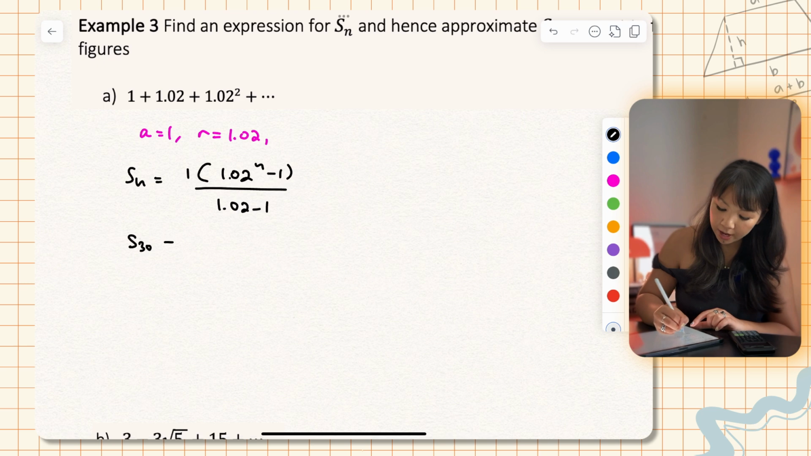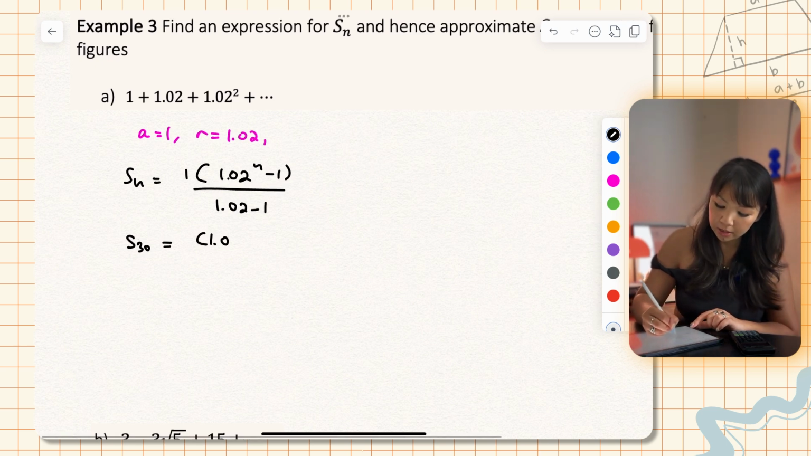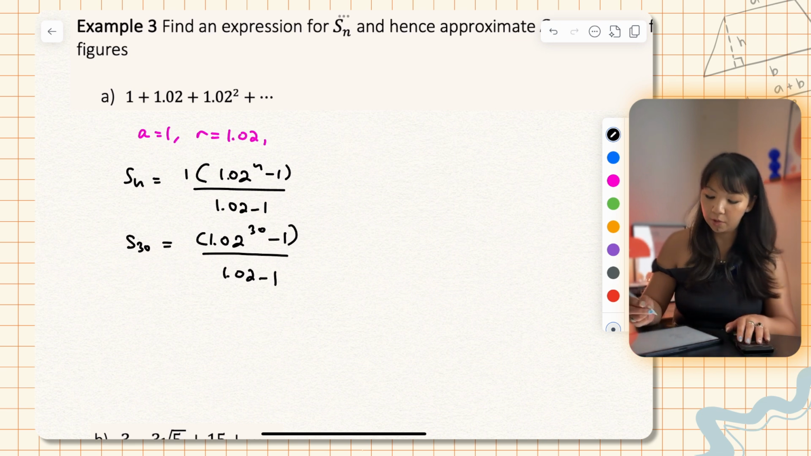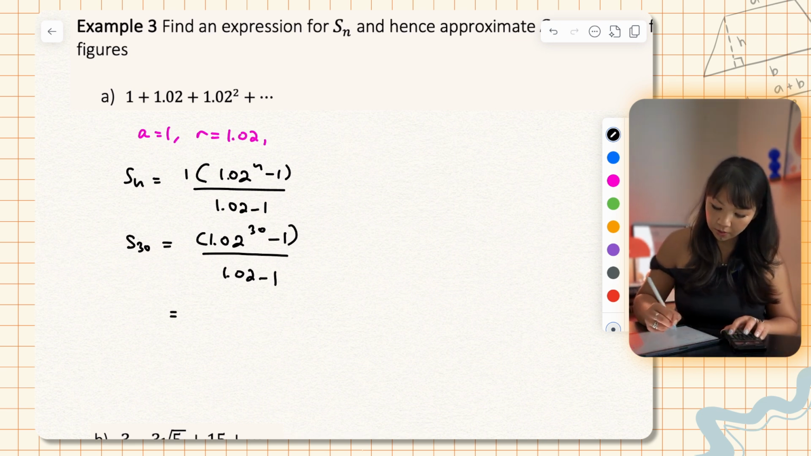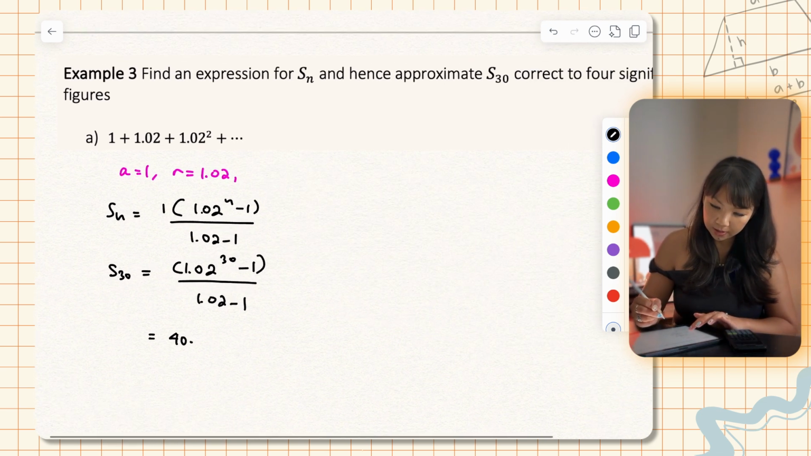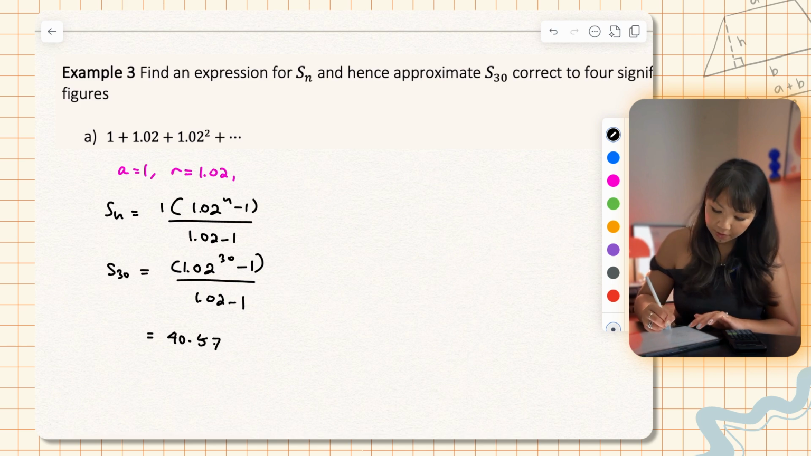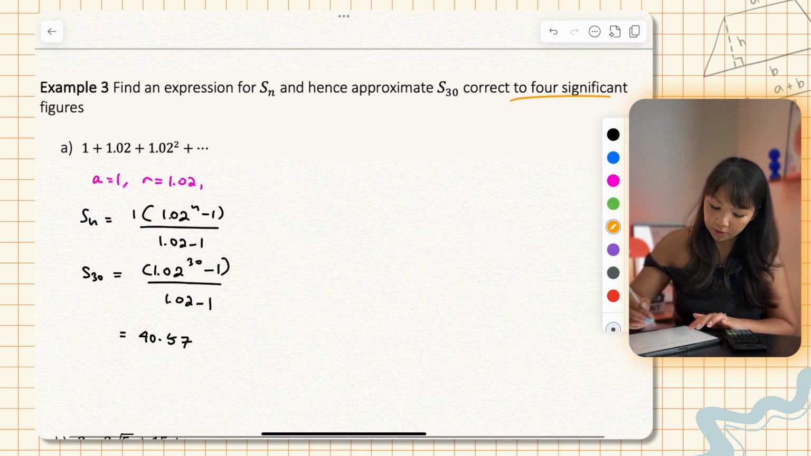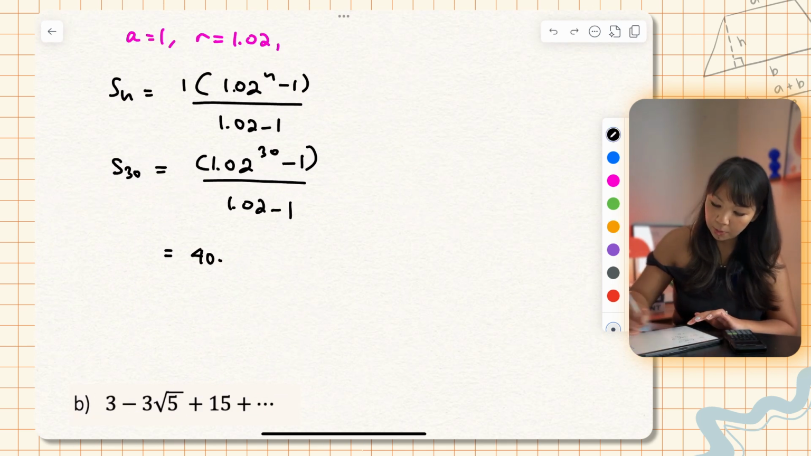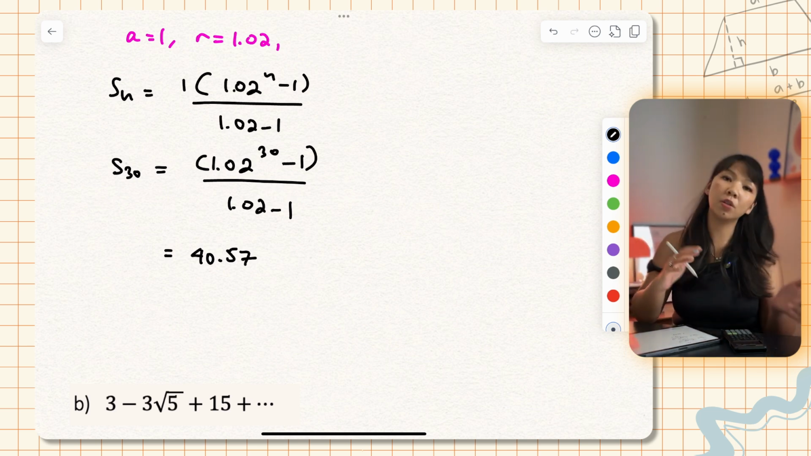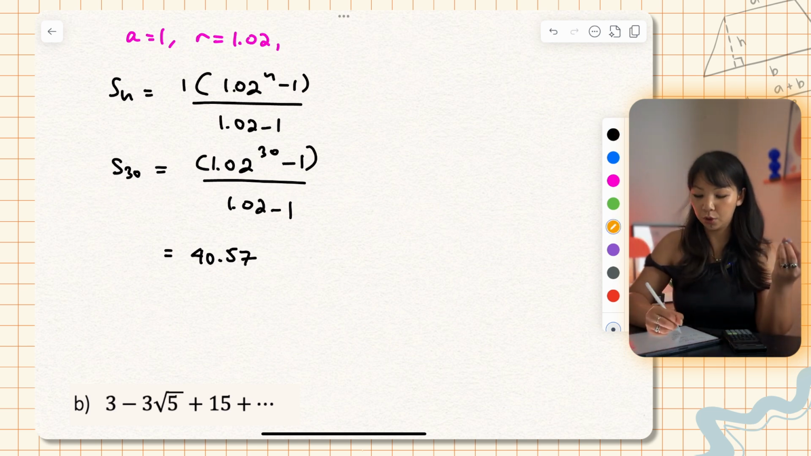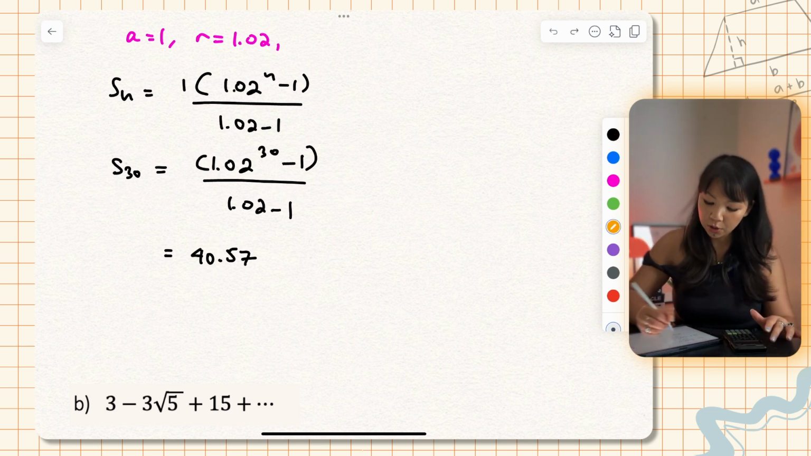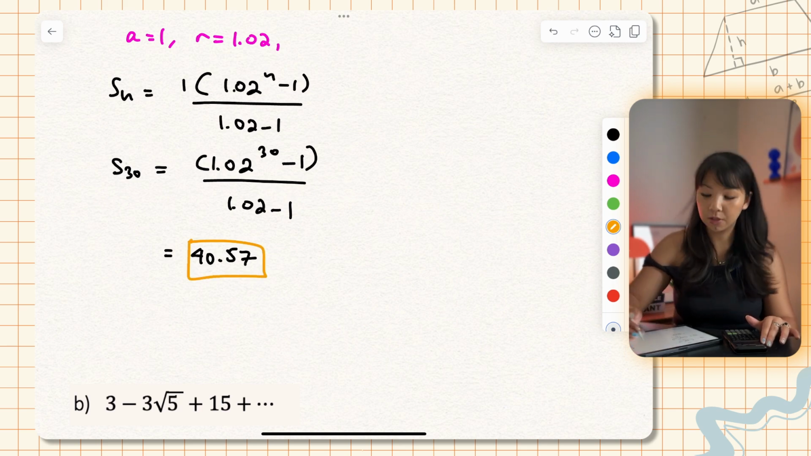And then now we want to find S30. So if I replace all the n's with 30, we get the following. So this is going to give us 40.57 correct to 4 significant figures. Okay. Now remember that significant figures are different to decimal places. Significant figures also include the number before the decimal. So we have 4 significant figures over here.